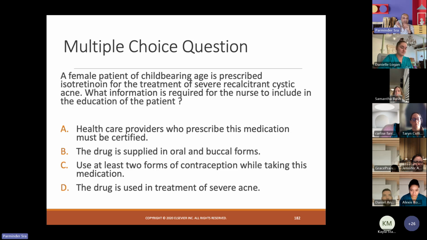All right, great job. Yes, C is the correct choice, guys. Using that medication, isotretinoin, the patient should use at least 2 forms of contraception. Now that's a pregnancy category X.